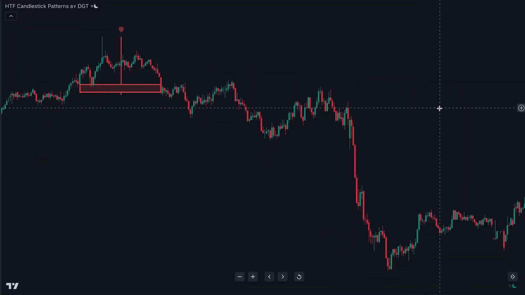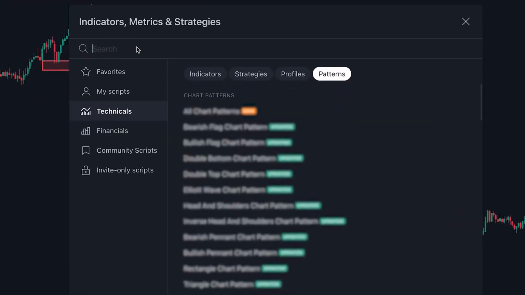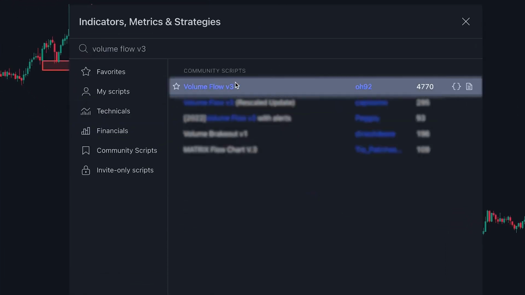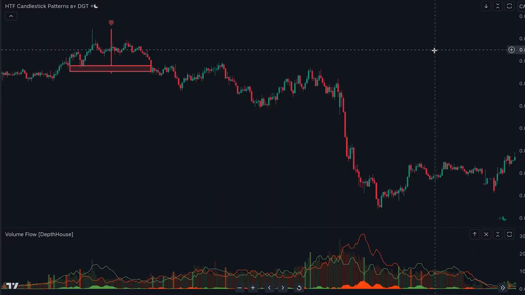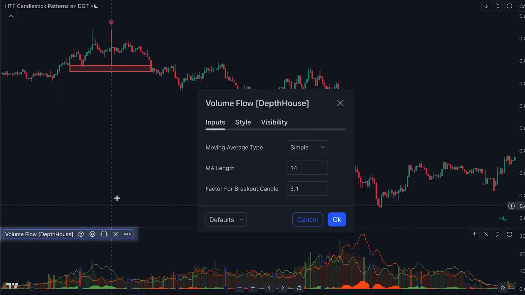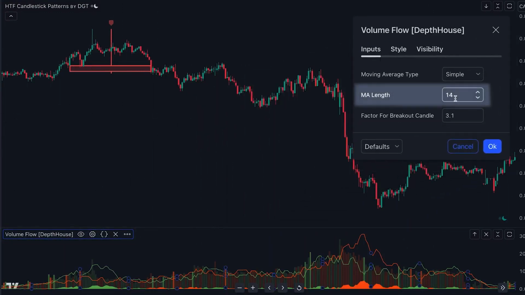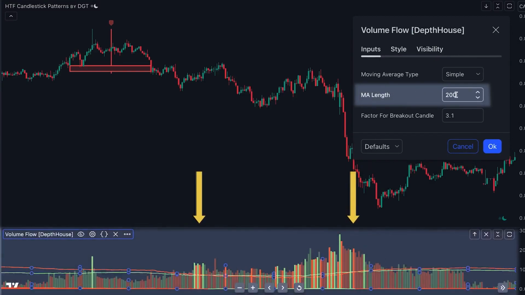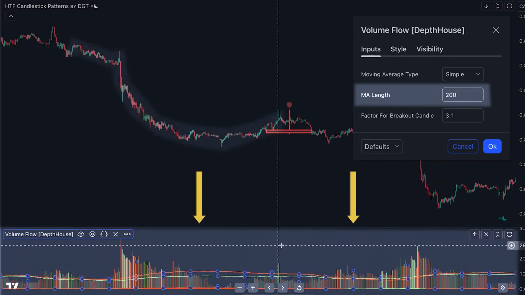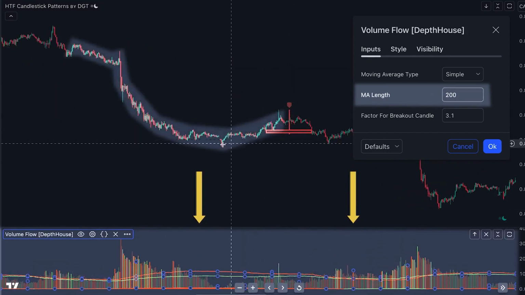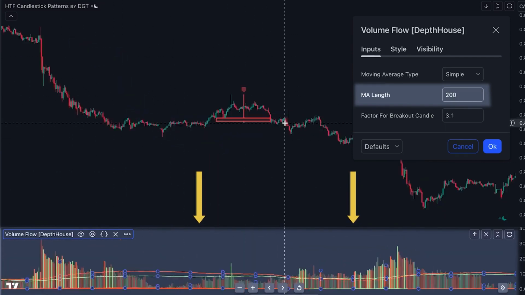The indicator we will be adding is a volume indicator. Click the indicator search tab and search volume flow V3. It's this one by this user. Select the indicator to add it to the chart. Let's make some adjustments to the settings of the indicator to optimize it for the strategy. We want to increase the moving average being used to 200. This will allow us to have a better idea of the volume metric from a higher time frame by accounting for more candles. 200 means that it will use the last 200 candles in the calculation.